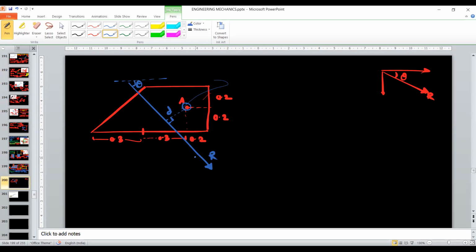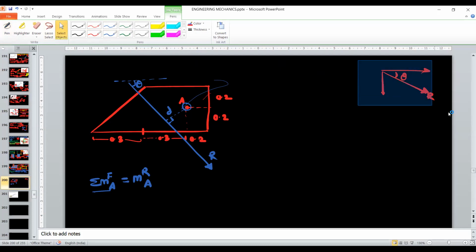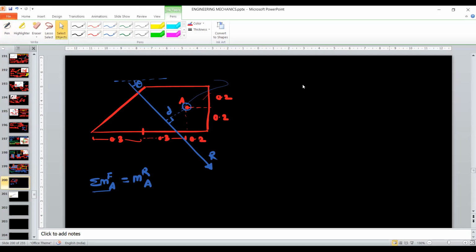Now next we should use the Varignon's theorem. From the Varignon's theorem, the summation of moment by all the forces about the point A is equal to moment by the resultant about the same point A. For the Varignon's theorem, we should refer to the original diagram, that is the system of forces, to find out the left hand side. So just observe the original diagram.